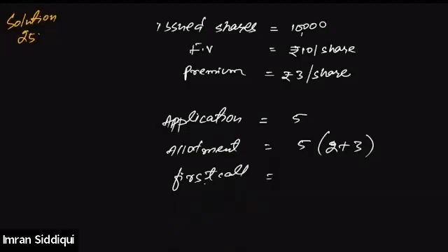What is the remaining amount? The face value of the share is 10 rupees, and the company has decided to receive 5 rupees on application and 5 on allotment. What will be the remaining amount that the company will be raising on first call? Tell me. Tell me the first call value quickly.